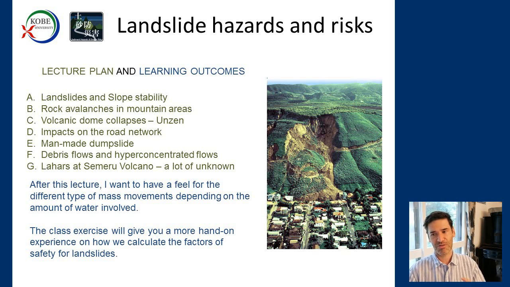We're going to talk also about man-made landslides. A landslide is not only something natural, humans can also make landslides. And this happens quite often in garbage. Then I'm going to have one lecture on debris flow and hyperconcentrated flows, with one example in Indonesia, the lahar at Mount Semeru. After this lecture, I want you to have a feel of the different types of mass movement depending on the water involved and the speed of it, and there should be a small class exercise that will come in the next lecture.